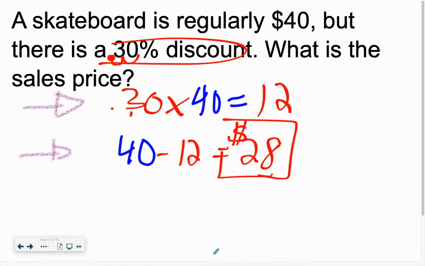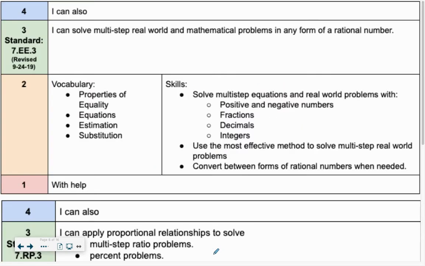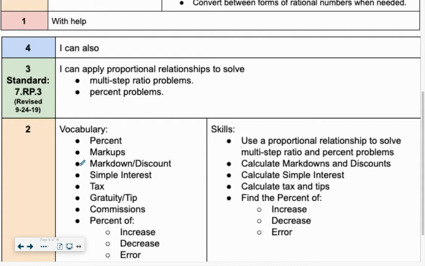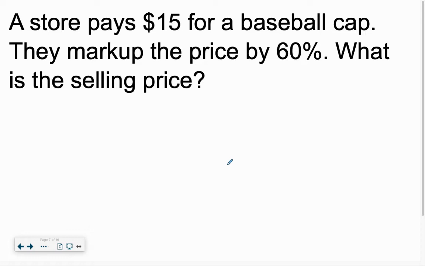Each time, find out what's happening. So again, looking at that, knocking out what a discount is, or sometimes referred to as a markdown, which you can see is our vocabulary, and being able to do that on our skills over here. So we continue on. A store pays $15 for a baseball cap. That's the wholesale price. Now we have a markup, a markup of 60%. 60% of what?